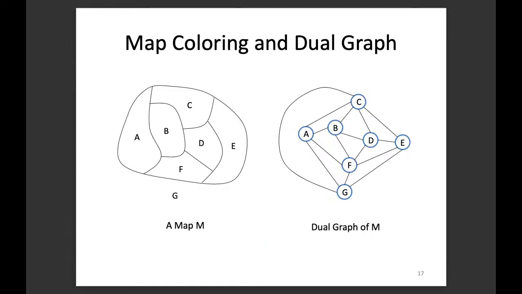Okay, so we are now going to move on to another interesting problem called map coloring. So this is a map. So there are countries and then boundaries.